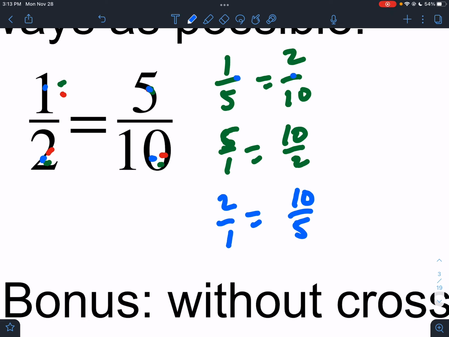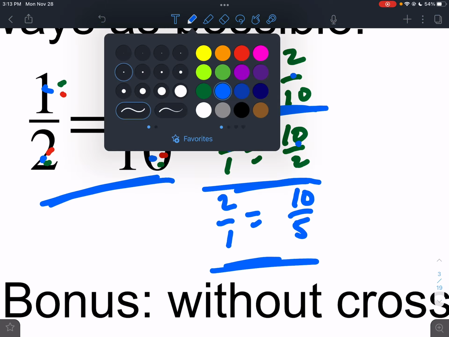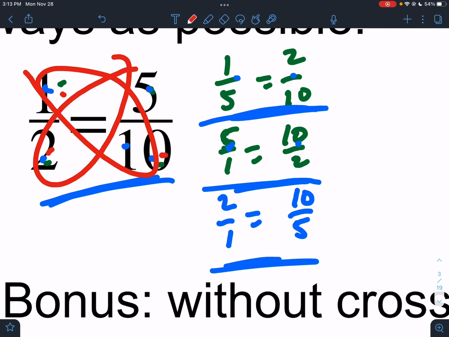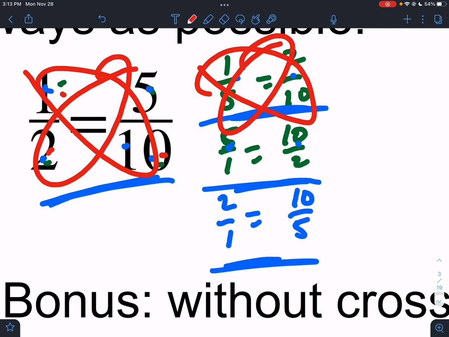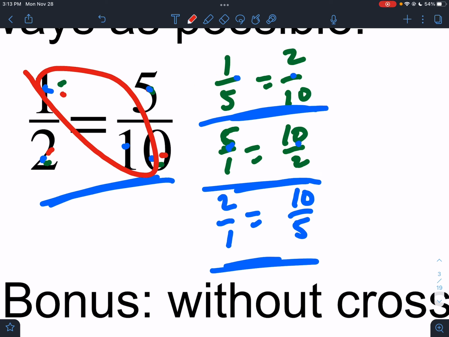Isn't 1/5 the same as 2/10? Isn't 5 divided by 1, 10 divided by 2? These are all the same thing. How do I confirm? How do you know that these are all the same proportion? It's with the cross products. Look at every single cross product: 1 and 10, 2 and 5. Every single one of those cross products is 1 and 10, 2 and 5. So this is the same proportion written 4 different ways.